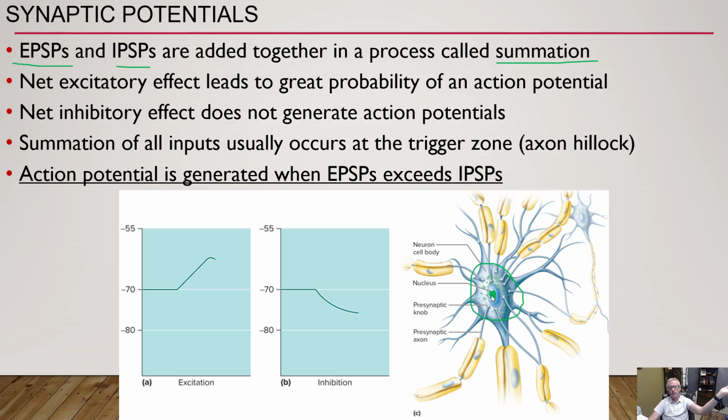Some are going to be excitatory, some are going to be inhibitory. But what is the net result in the neuron that they're stimulating? Will this neuron be an excitatory neuron, or will it be an inhibitory neuron? Will it generate an action potential at that axon hillock? What we have to do is look at those EPSPs and those IPSPs, and do this summation process.